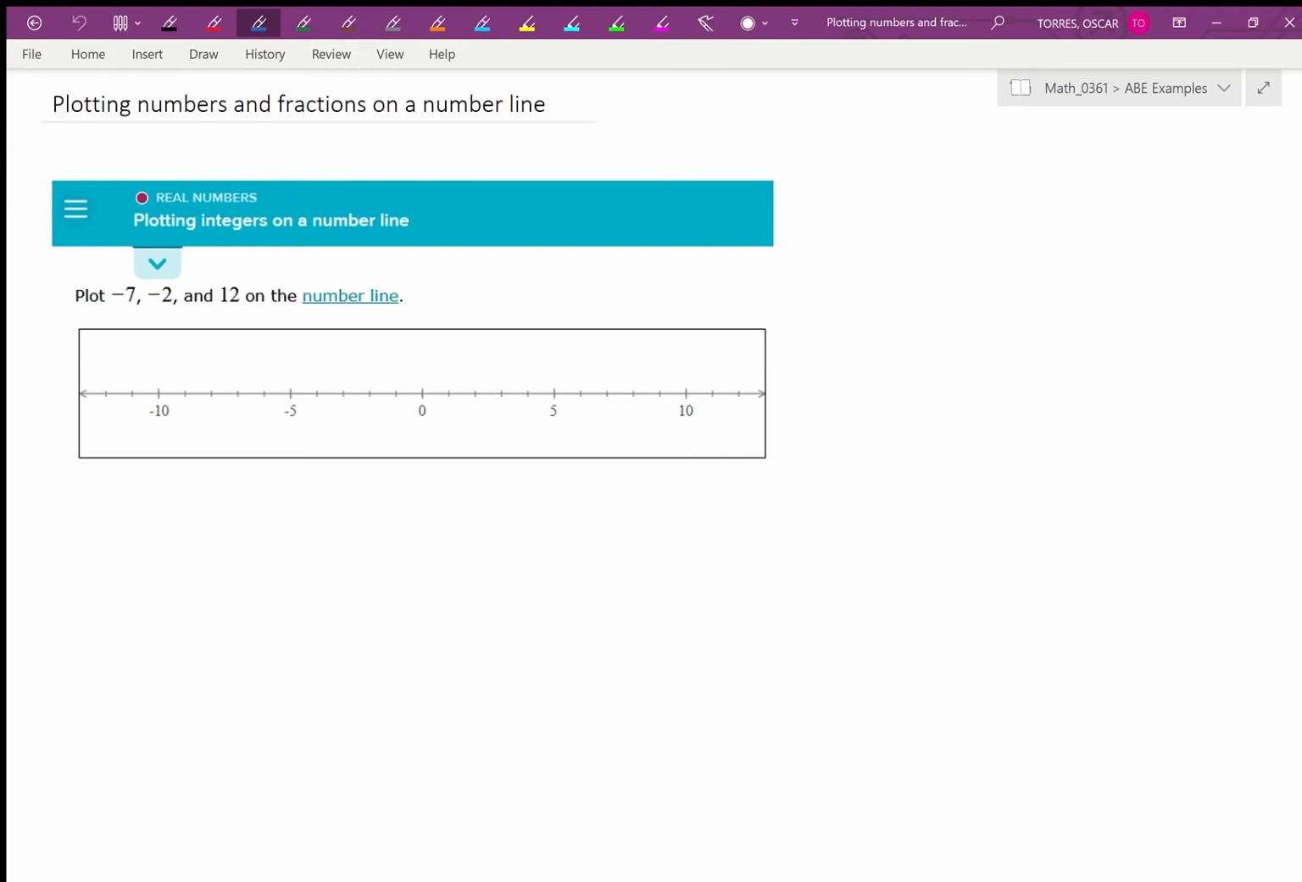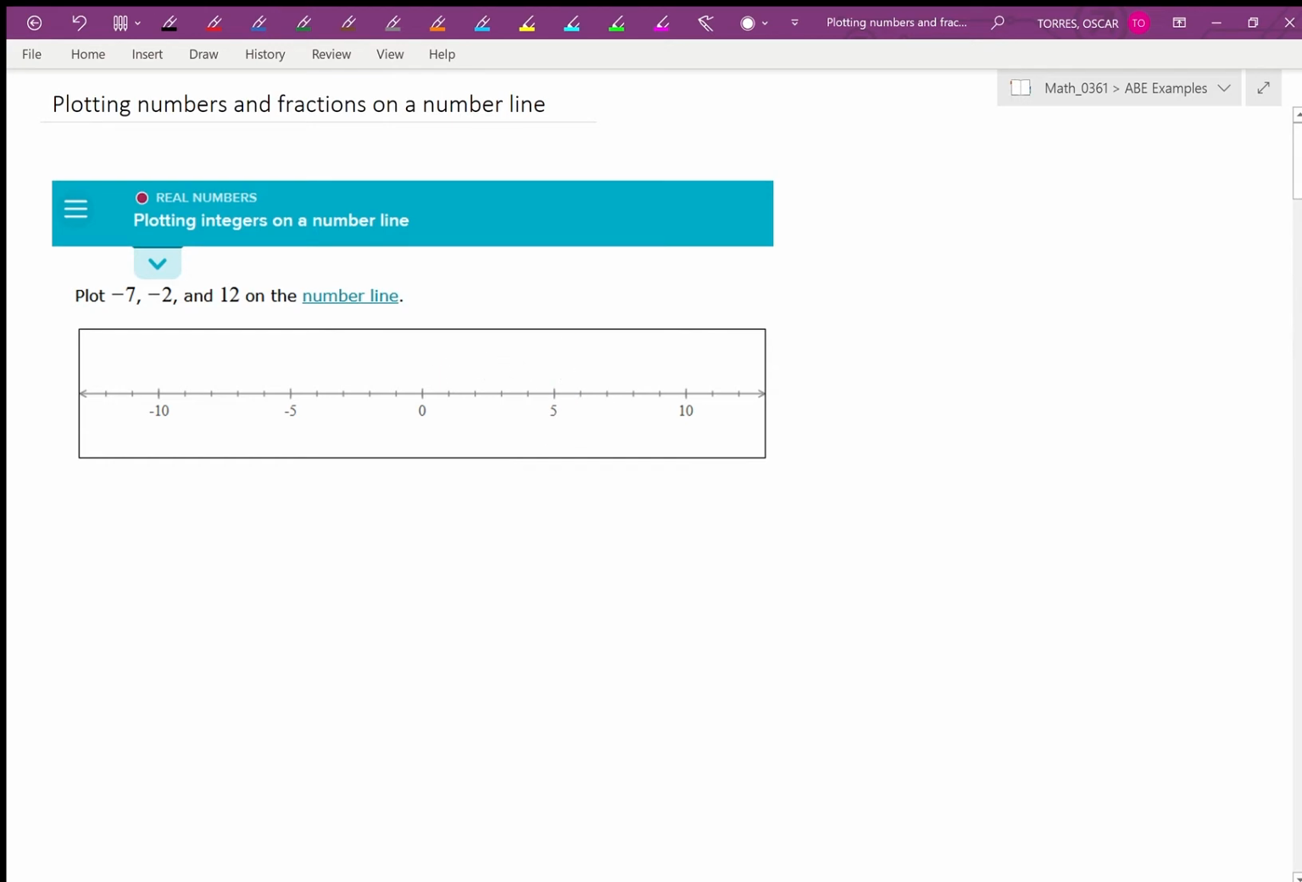Whole numbers are relatively easy to plot, but you need to make sure that each one of these tick marks represents a value of 1. In other words, if we start at 0 and we count to the right, we want to make sure that this next tick mark represents 1. So we literally just start counting 0, 1, 2, 3, 4, and 5.